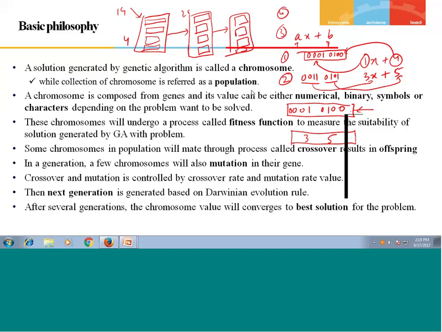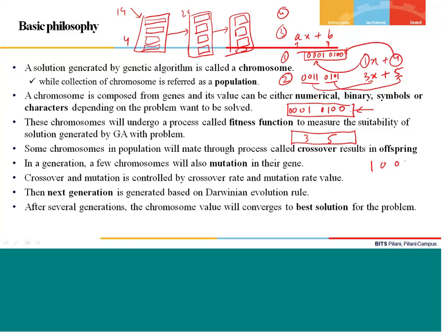In a generation, a few chromosomes will also mutate. Mutate means, for example, an abrupt change in something. For example, I have something like this, and this is my chromosome, and it goes through mutation. So it may be possible that, without any reason, a value gets changed. For example, this bit gets changed to 1, and all the remaining bits are the same.